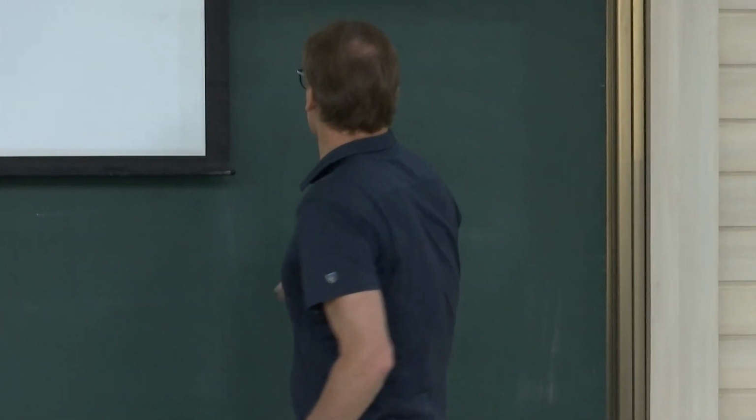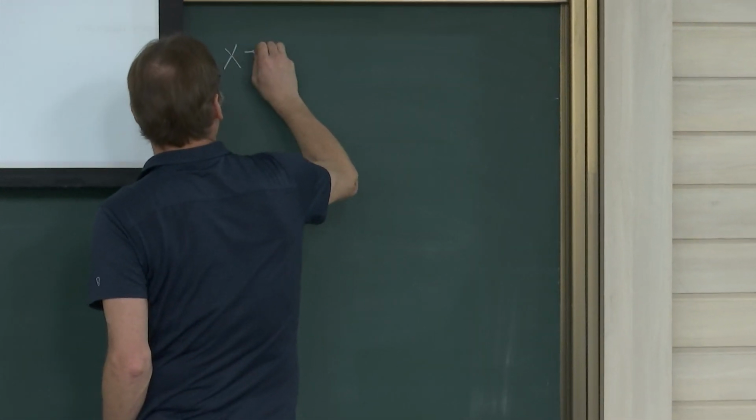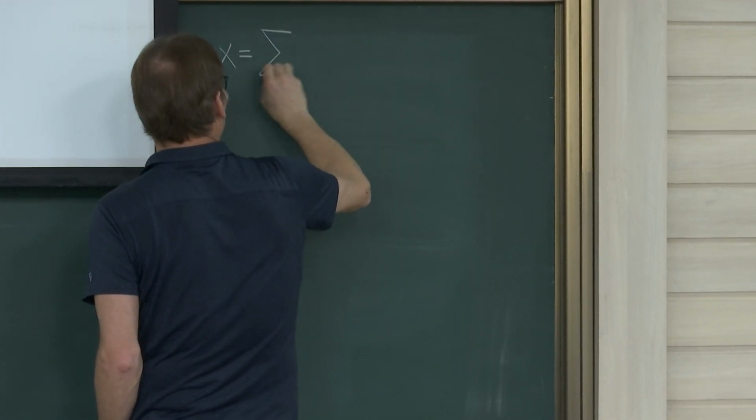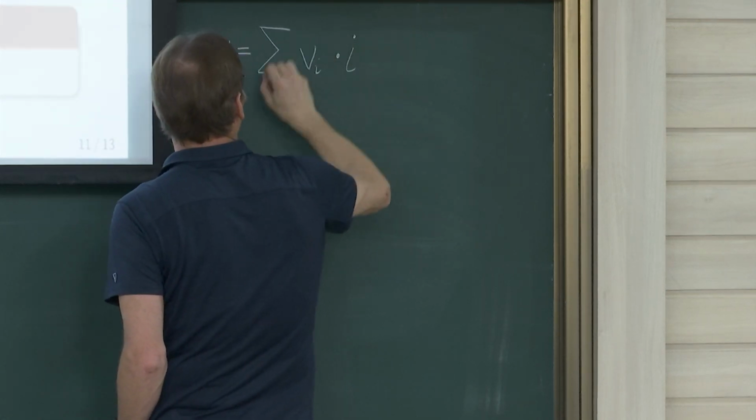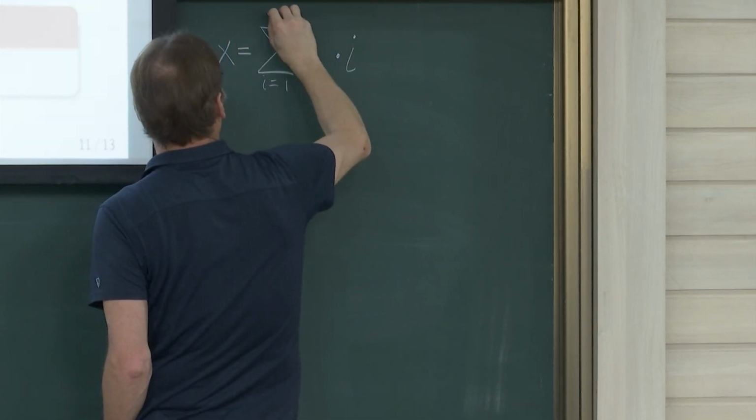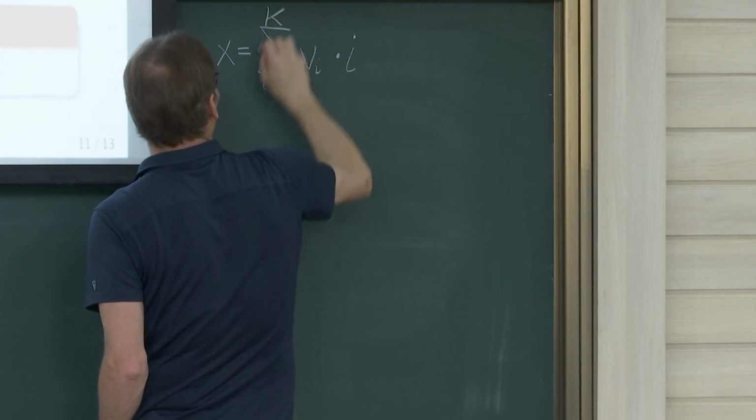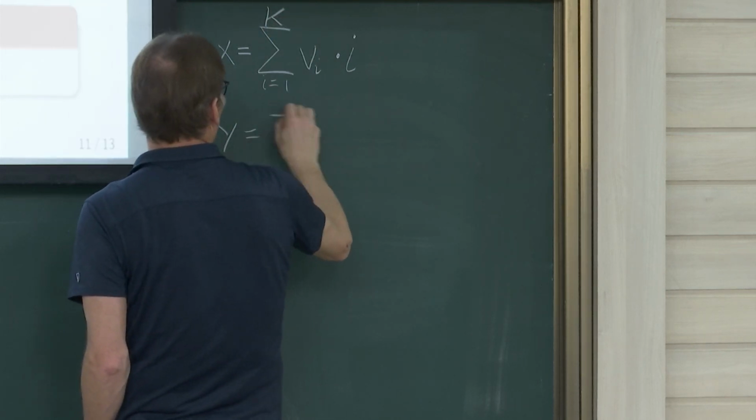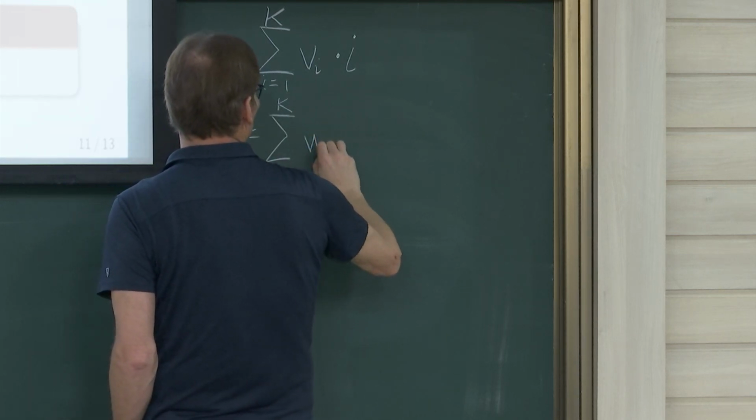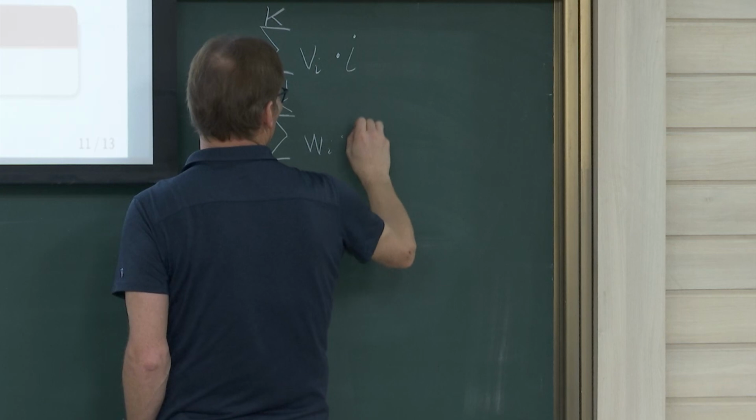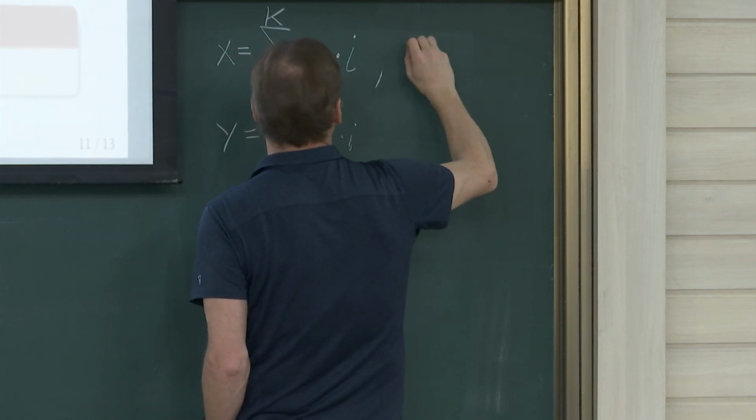Sorry about that. Okay, so here's what I would do. I would write x as the sum over i equals 1 to k of vi times i, and y as the sum over i equals 1 to k of wi times i. So I have two special ordered sets.